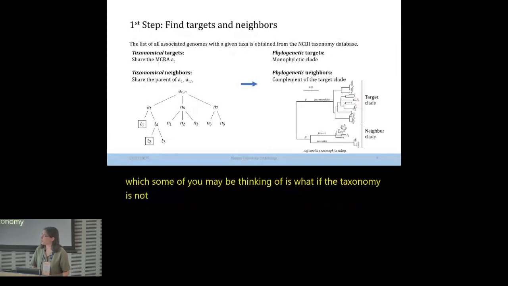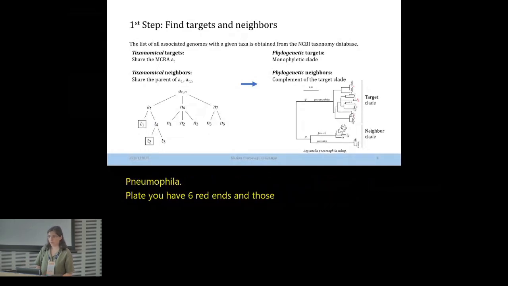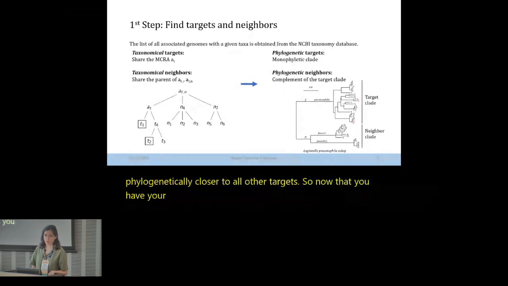That's why we made a second step where, from all of the genomes we downloaded, we infer a new phylogeny, and the aim is to detect a monophyletic clade. This clade may or may not contain misclassified genomes. You see a tree for Legionella pneumophila subspecies, and you can see that in the pneumophila clade, you have 6 red ends, and those are accessions that were initially misclassified in the database, even though they are phylogenetically closer to all other targets.